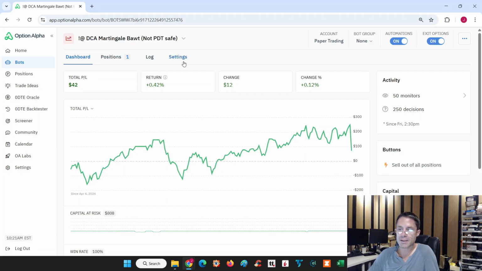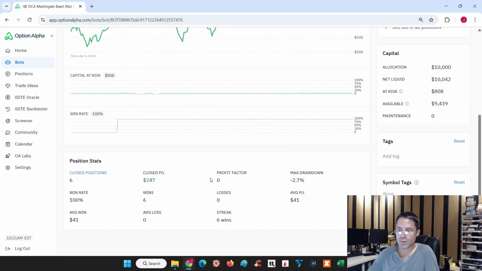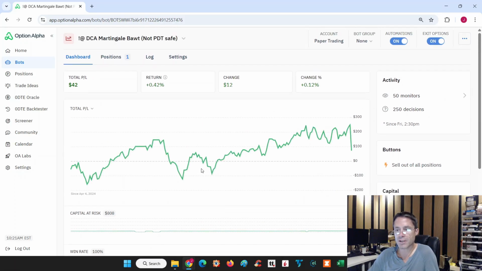You can then go into the settings. You can go into the decision making. This thing's made 250 decisions. It monitors, there are monitors in here. And then it gives you profit factors. Such a good platform that I really have underutilized.